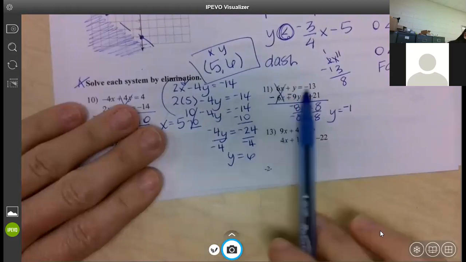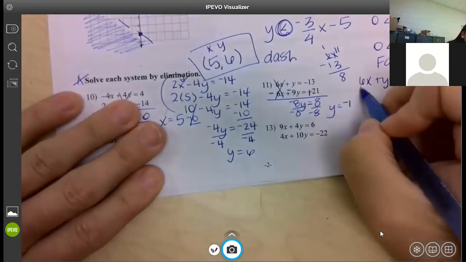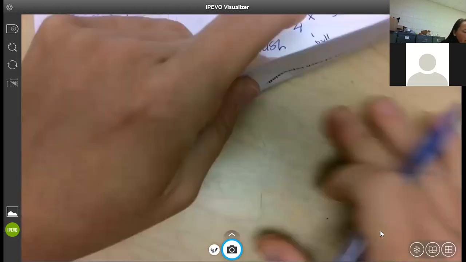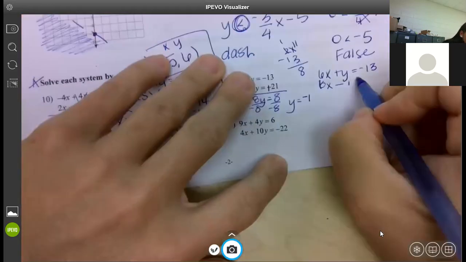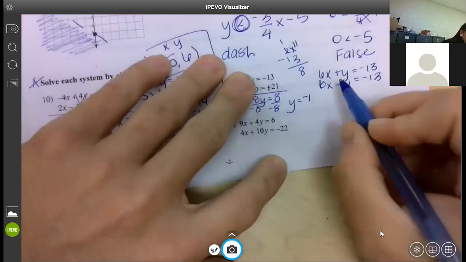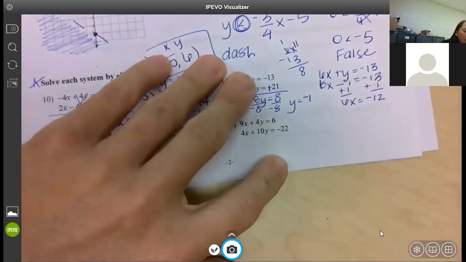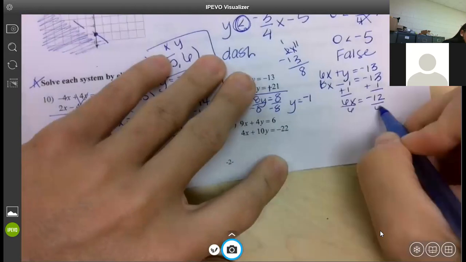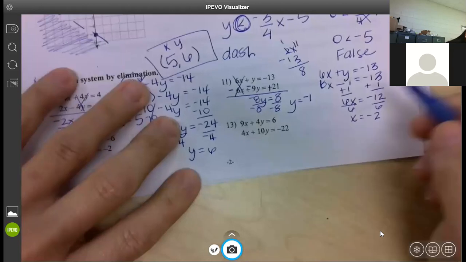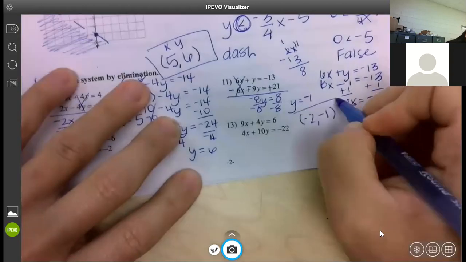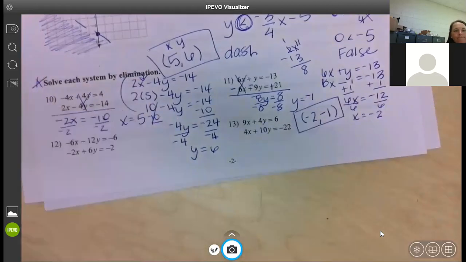Pick either one. I'm going to pick the top one this time. 6x plus y equals -13. Sorry, I got something under my paper right there. 6x, y is -1 equals -13. We're going to add 1. We get 6x equals -12. Divide by 6, and x equals -2. Our final answer is an x, y coordinate -2, -1.